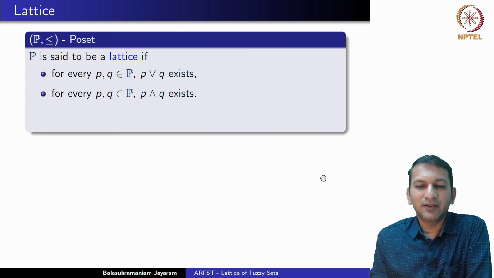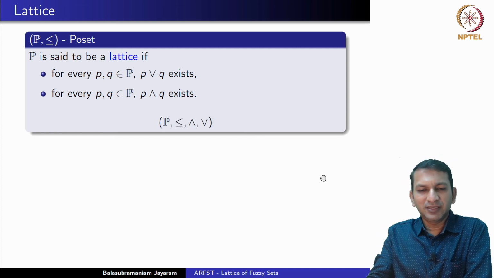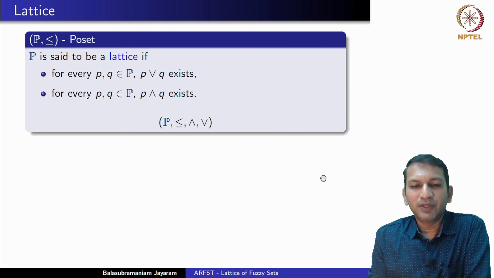In fact, it can be proven that it is sufficient for one of them to exist, and by the principle of duality the other one will also exist. However, for the sake of completeness, let's have this as the definition. That means for every pair of points we want both the supremum and the infimum to exist. Towards emphasizing the relationship between the supremum and infimum and their existence, we actually indicate a lattice not just with the set and the order relation, but also with the meet and join operations.